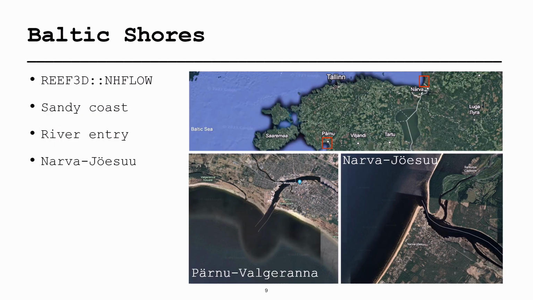For another example I would like to show, it is also at Narva-Jõesuu. Because again, that's a very good example of a very sandy, long sandy beach. And also there's a river entry, so you would have additional current and discharge into the water body.